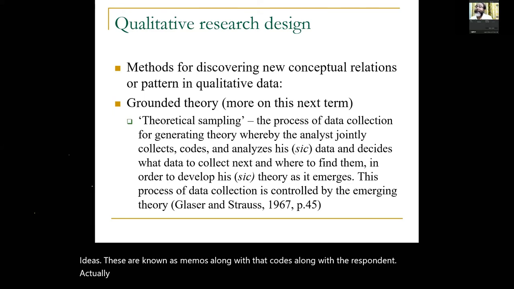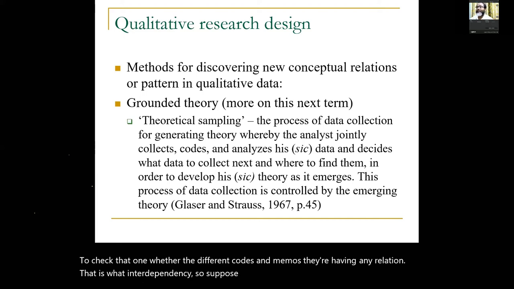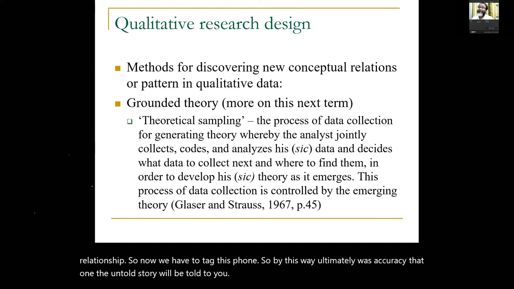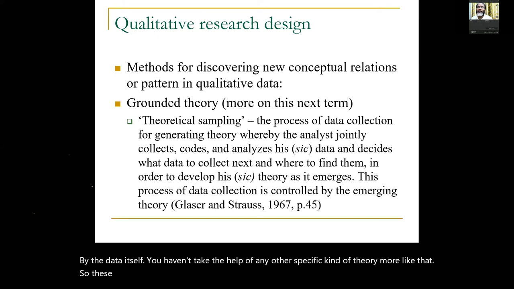Now you have to analyze these memos and codes to check whether the different codes and memos have any relationship or not. That is interdependency. Suppose pesticide and irrigation might have some relationship. So you have to tag this. In this way, ultimately the untold story will be told to you by the data itself. You don't have to take the help of any specific theory. So this process of data collection is controlled by the emerging theory, like grounded theory.